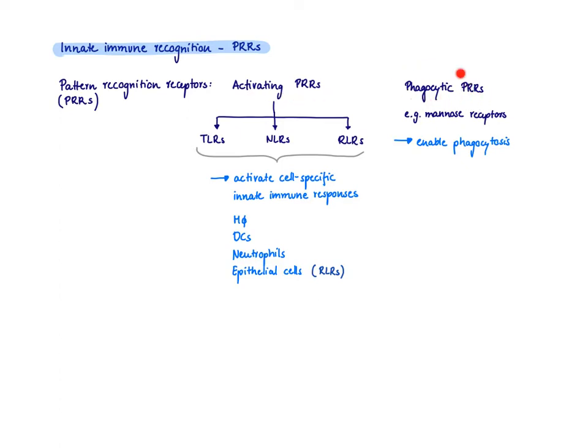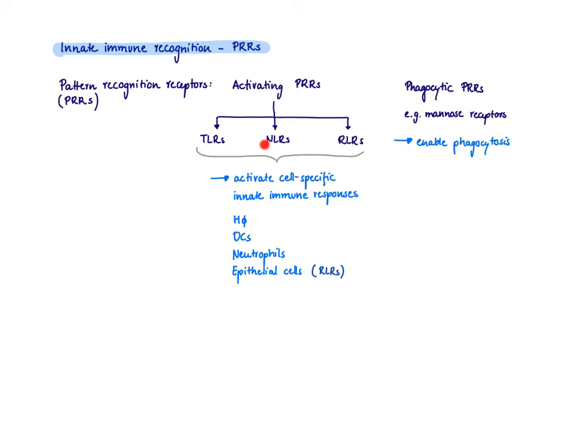Let's start talking about the phagocytic PRRs. They're very straightforward. What they just do is enable phagocytosis. So for example, a macrophage is going to recognize that a bacteria has now invaded a tissue, and it's going to initiate phagocytosis. There's, for example, a mannose receptor that just recognizes mannose on a bacteria and therefore initiates the phagocytotic process.